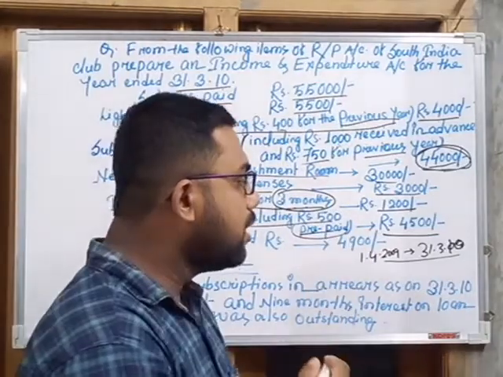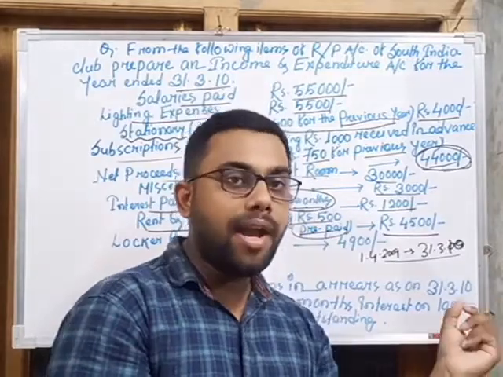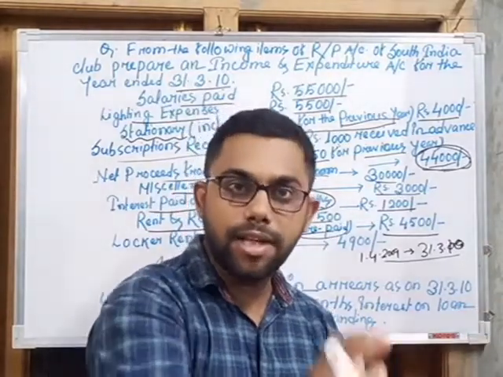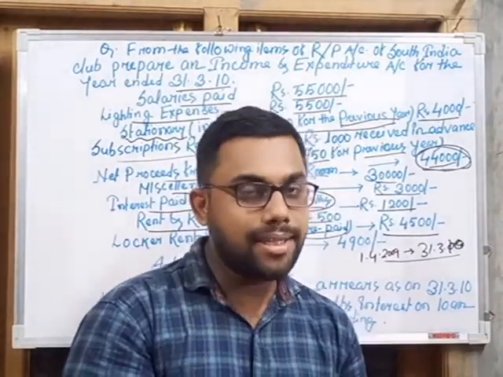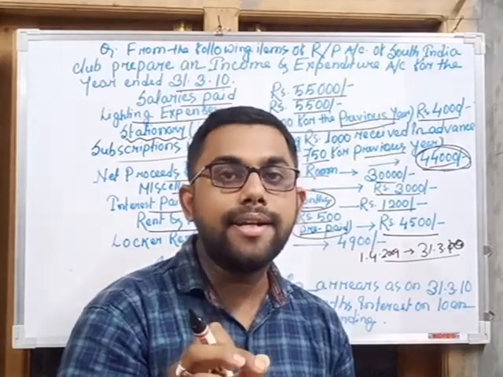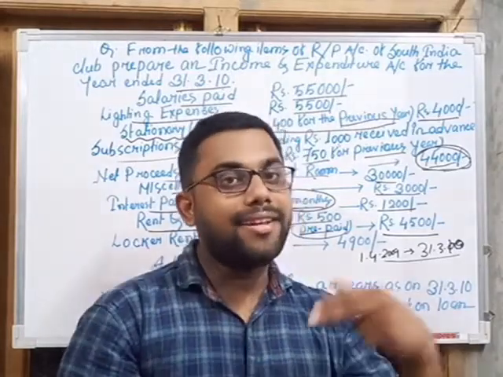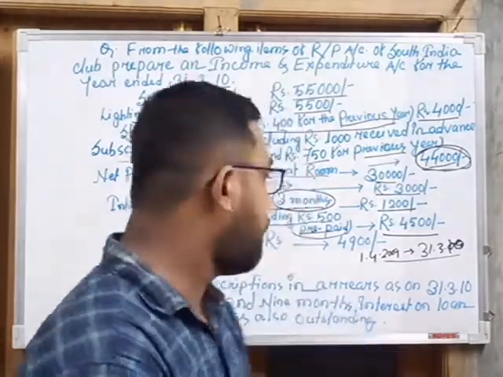Prepaid means advance. So if 4,500 is the total payment and rupees 500 is prepaid, that means it is an advance for the next financial year. So we can say that in the current accounting year, the total amount of rent and rates is 4,000, because the advance item is deducted and the outstanding item will be added.